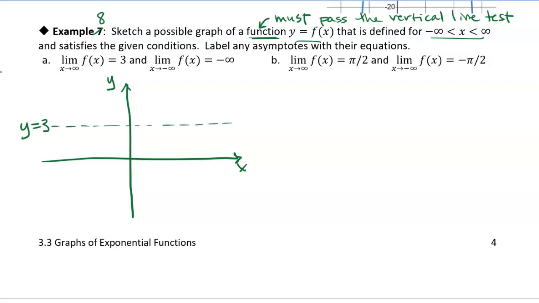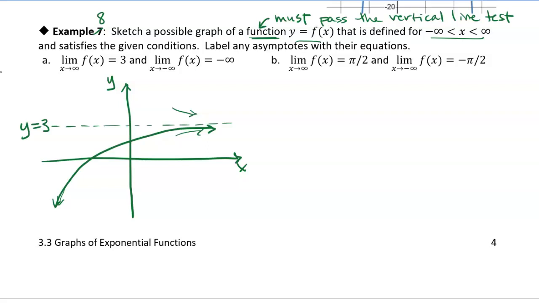And then as x approaches negative infinity, f of x approaches negative infinity. All right, so it's going down in this direction as x approaches negative infinity, and as x approaches positive infinity, it's approaching this line. Now it could be approaching from either direction. We don't know if it's approaching from above or below. So there's more than one answer to this question. Probably the simplest thing I could do would just be to draw a function that looks like that. That would be a function that approaches negative infinity as x goes to negative infinity, and it approaches 3 as x approaches positive infinity.